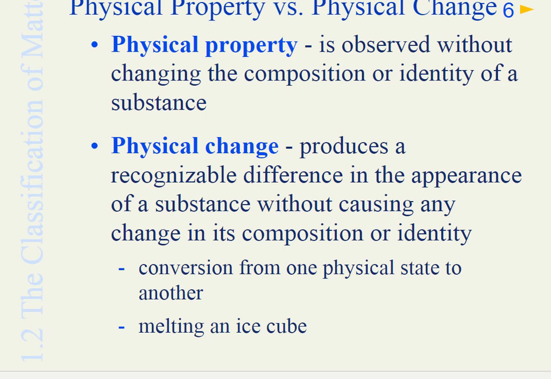A physical property is observed without changing the composition or identity of a substance. What does that mean? Well, let's say I want to know the boiling point of water. How can I find that out? I know already, and perhaps some of you know already, what the boiling point of water is. It's 100 degrees Celsius. But how do you find out the boiling point of water?